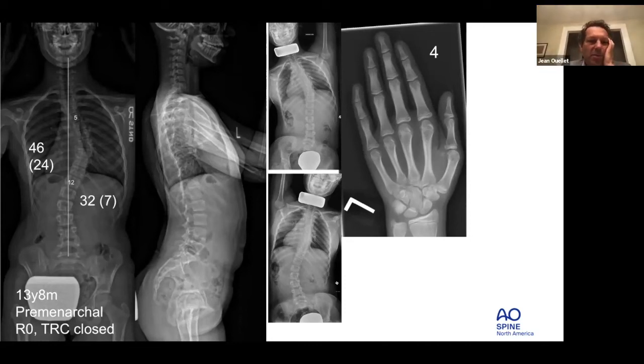Okay, so gentlemen, if we want to show some cases, we have to get on. Time is whipping by. So show us this case, Neil. Yeah, we'll go through this one pretty quick.